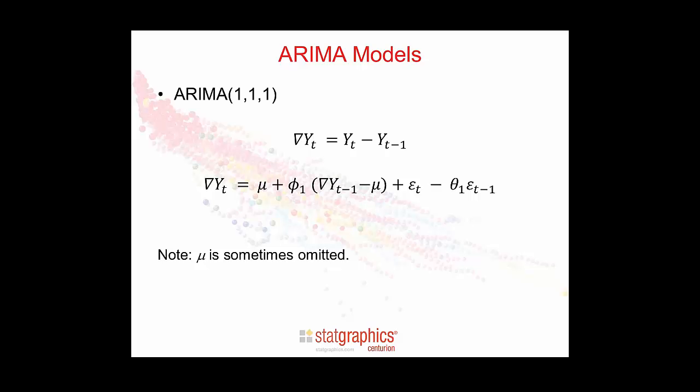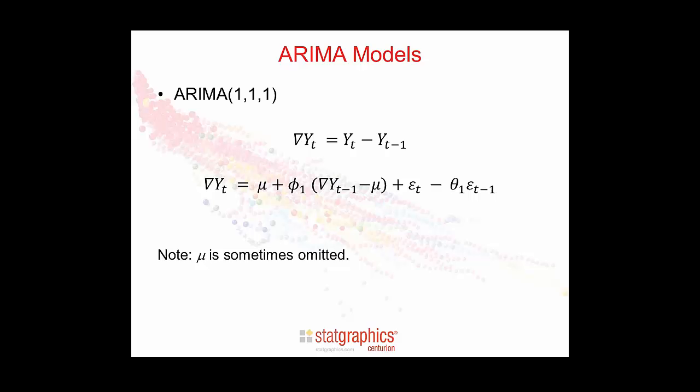In an ARIMA 1-1-1 model, you first calculate the first differences of the data, by taking the observation at time t and subtracting the observation at time t minus 1. You then use these first differences in your ARIMA model. So the change at time t is a function of the change at time t minus 1 plus the shocks that hit the system. And I also note that the constant term is sometimes omitted when you fit ARIMA models.